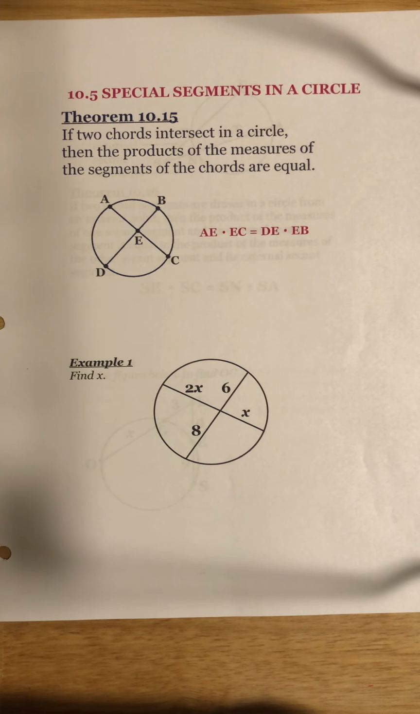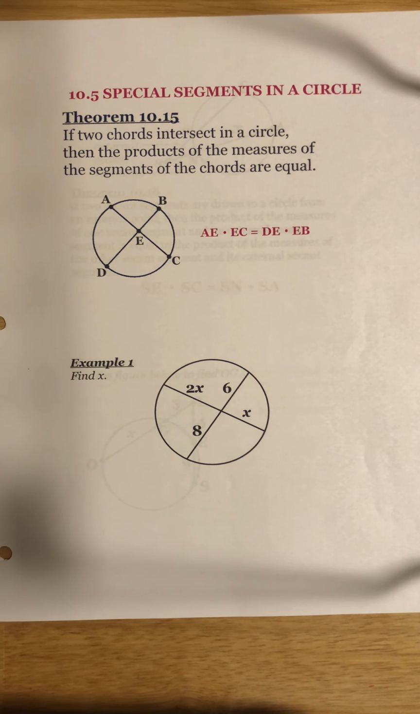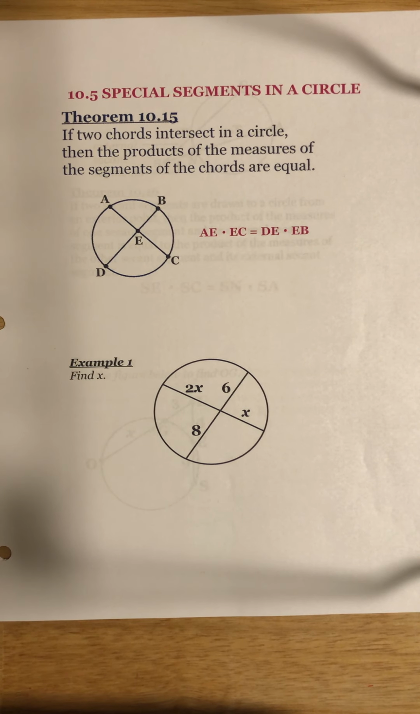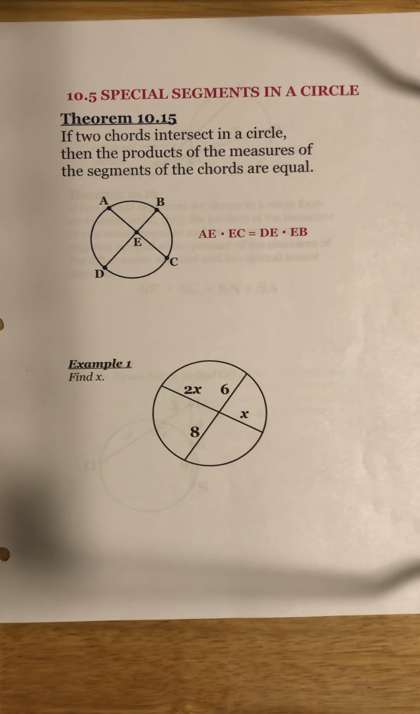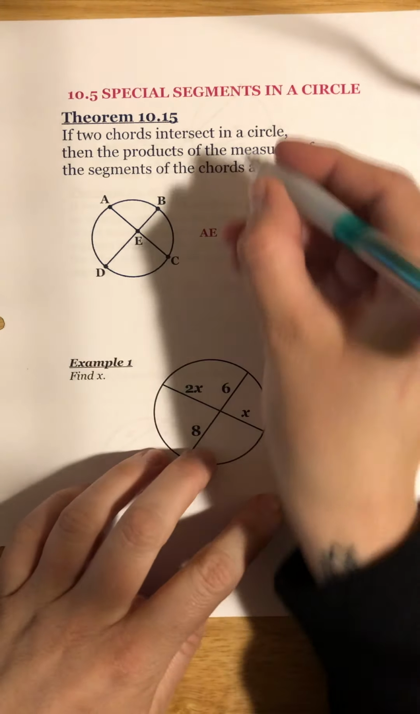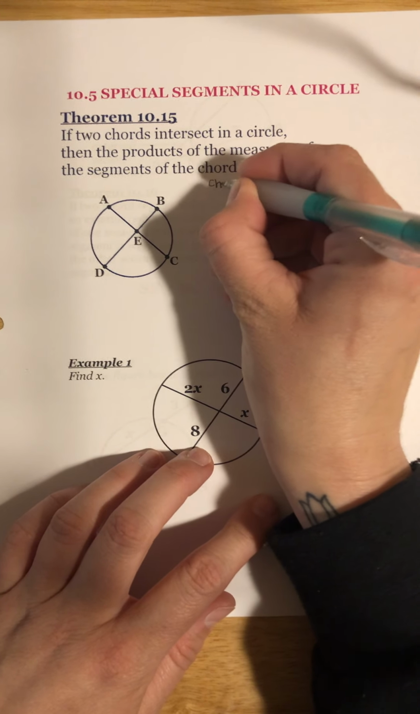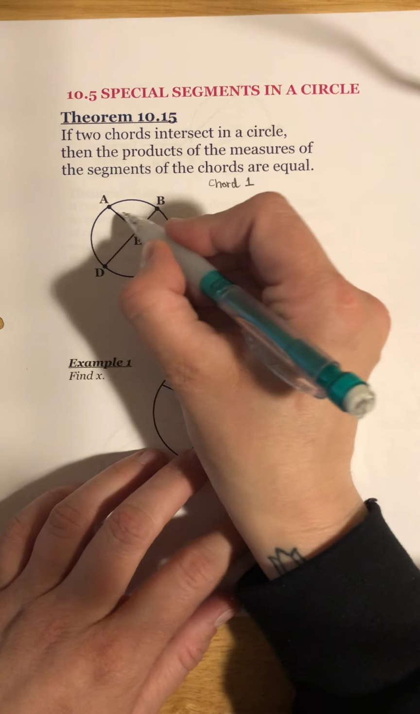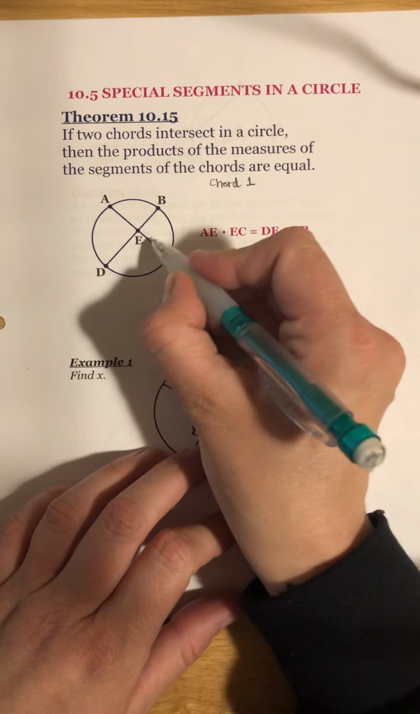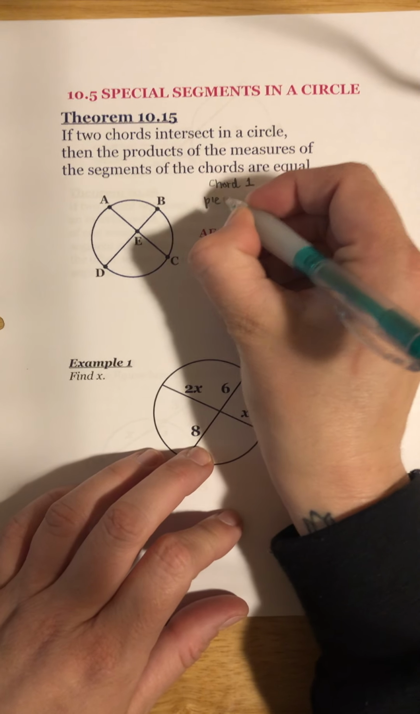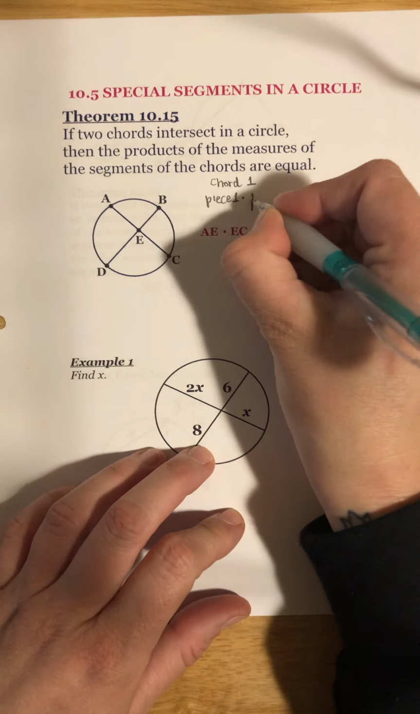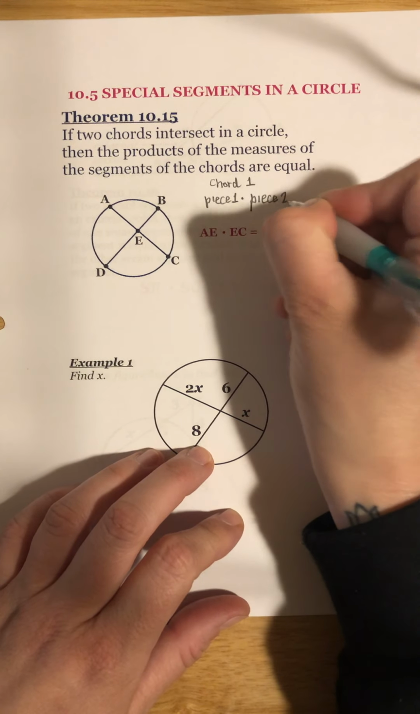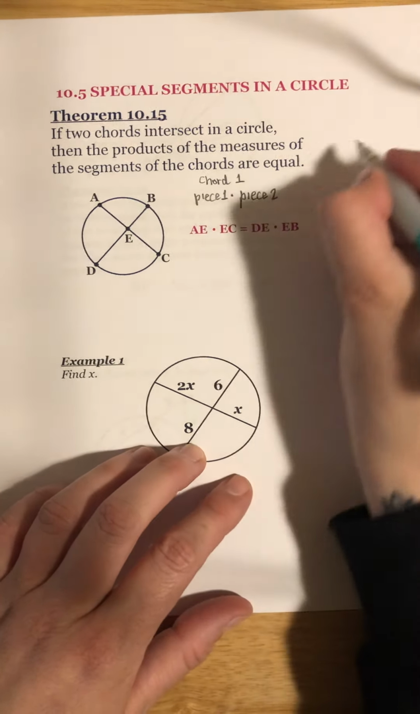Okay, so if two chords intersect in a circle, then the products, that means we're multiplying, the products of the measures of the segments of the chords are equal. It's very wordy, so let me break this down for you. Let's talk about chord number 1. It's broken into two pieces. We've got a piece right here, AE, and a piece right here. So piece 1 times piece 2, because it said product, so we're multiplying.